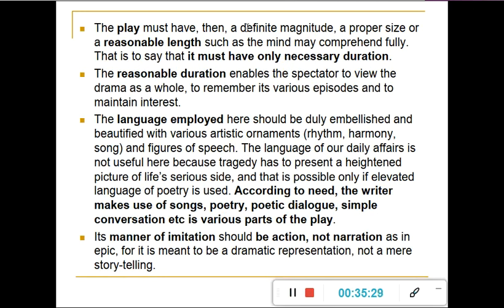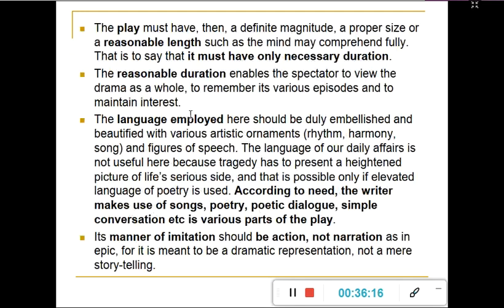The play must have a proper size, a certain volume. بيقول لي ايه بقى ان حجم البلاي دي لازم يكون something reasonable length. ما ينفعش اعملها one page وما تبقاش satisfactory للريدر, ما يبقاش فيها الاليمنتس بتاعت البيجينينج والميدل والاند, اكيد لا. That is to say, it must have only necessary duration. لازم يبقى فيها طول معين يعني مدة معينة. The significance of this necessary duration: the reasonable duration enables the spectators to view the drama as a whole, to remember its various episodes, and to maintain its interest.